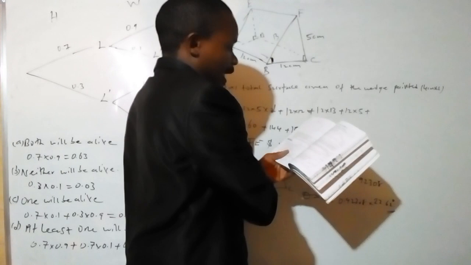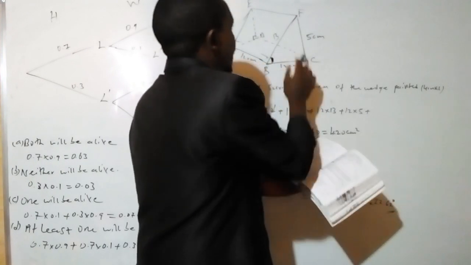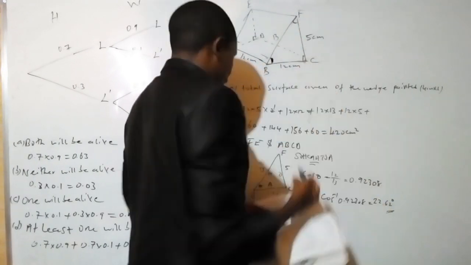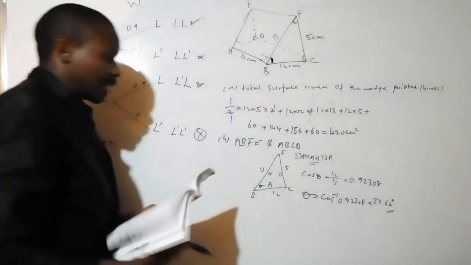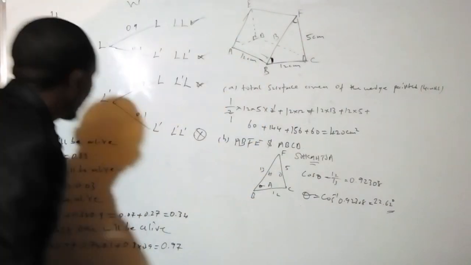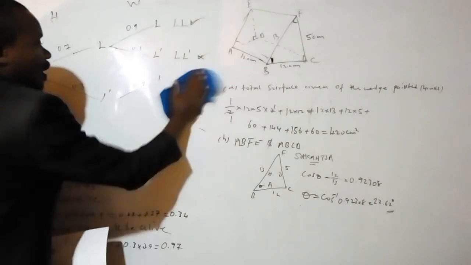And finally, after that, the angle between the slanting edge plane ABFE and the vertical plane CD. Yeah, this angle here. That angle here.